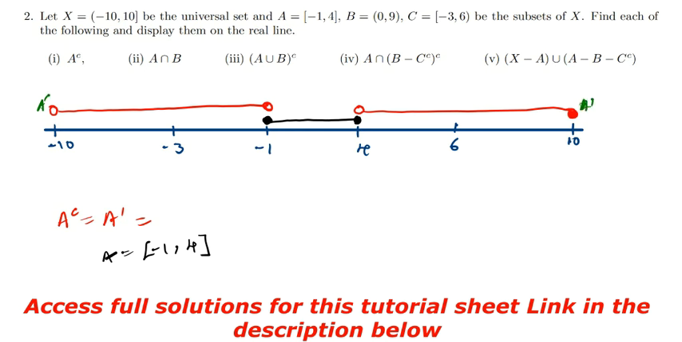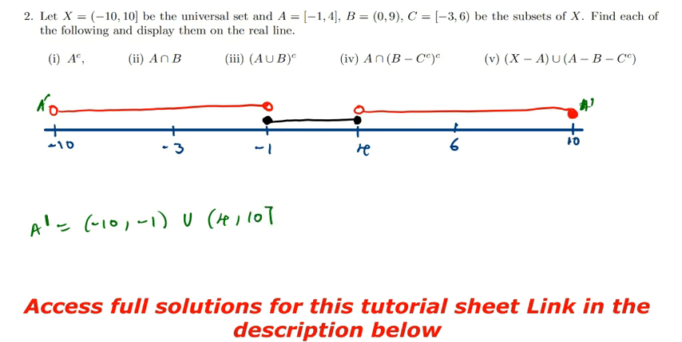So if we are to answer this without using a line, we are going to say A complement will be equal to negative 10 not included all the way to negative 1 not included, union 4 not included all the way to 10. 10 is included like this. So this is going to be the answer. And to present it on the number line, you are going to present it the way I have presented there. But again, if you want, you can extract and present this on its own number line.